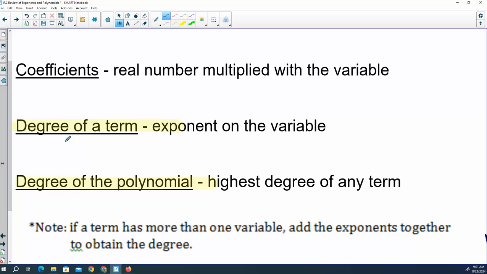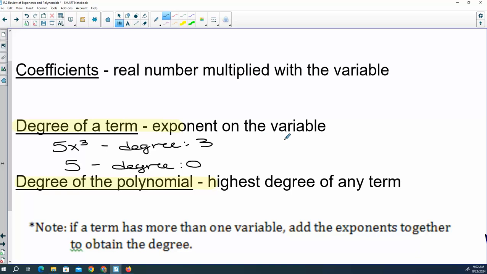So if I said 5x cubed, what is my degree? 3. A degree is like saying how many variables are in it. So if I just said 5, how many variables are in that? Is 5 a variable? No. So how many variables do we have? 0. So if it's just a number, the degree is 0. There is no variable with it. If I said 5x, your degree would be 1.